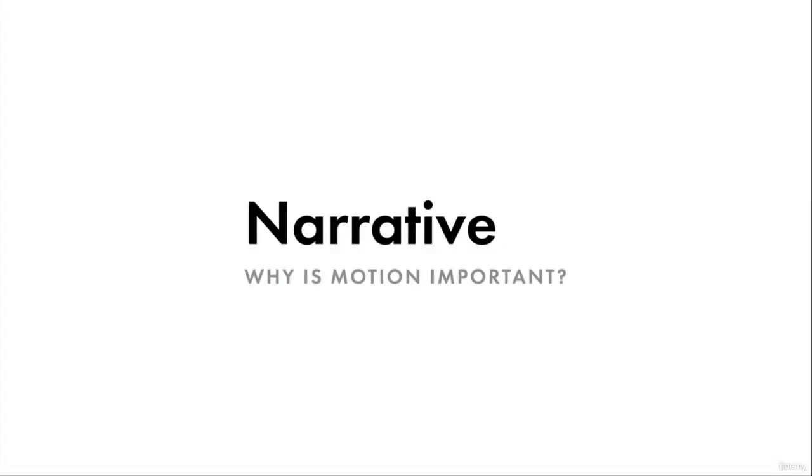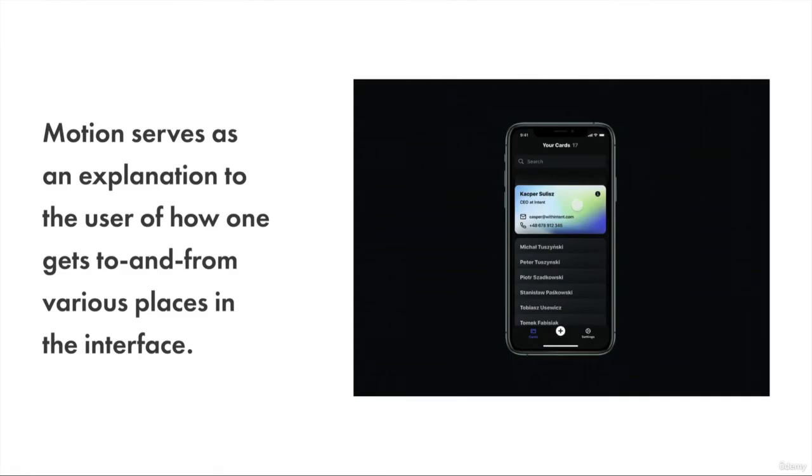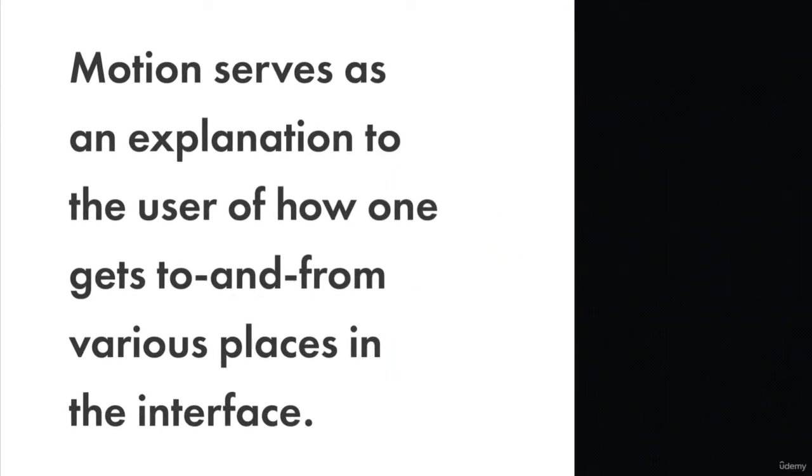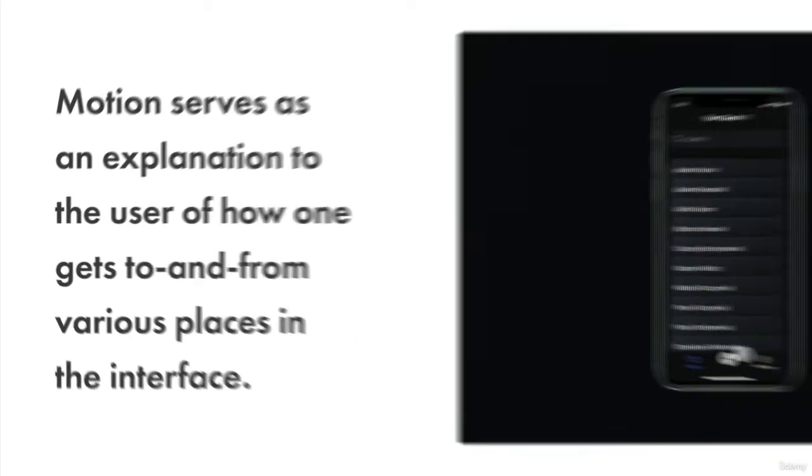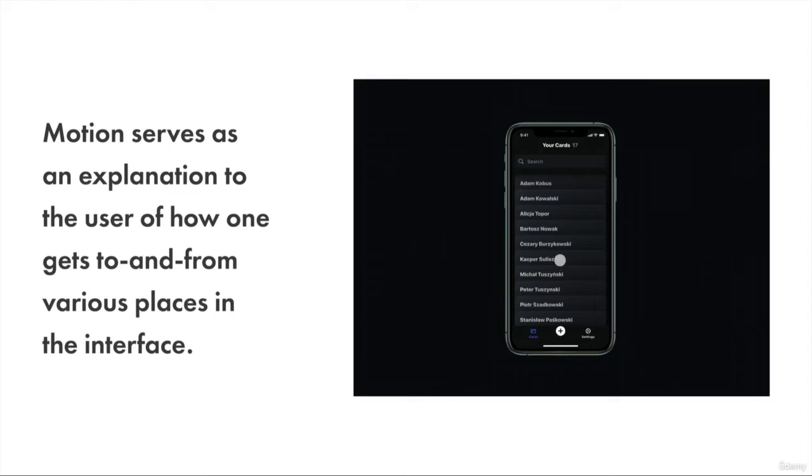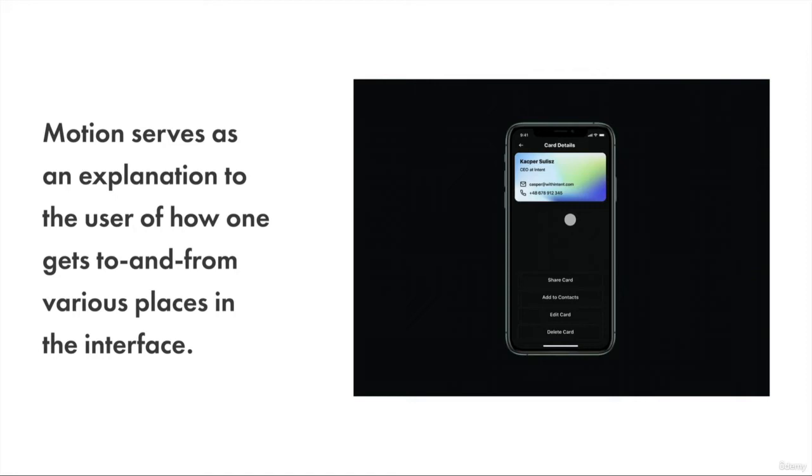Now we're still on the topic of why motion is so important. We just talked about usability and we're going to dive a little bit deeper into how motion really helps create narrative. Simply put, motion serves as an explanation to the user of how one gets to and from various places in the interface. This explanation can be thought of in terms of coherence, the degree to which the explanation aligns with the UX, content, and mental models.